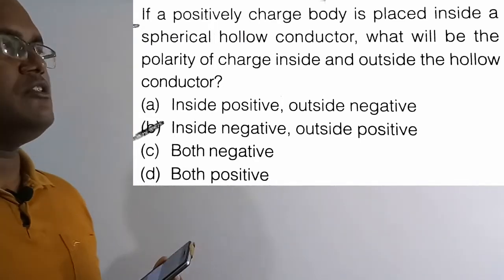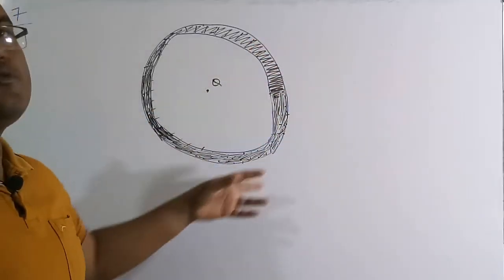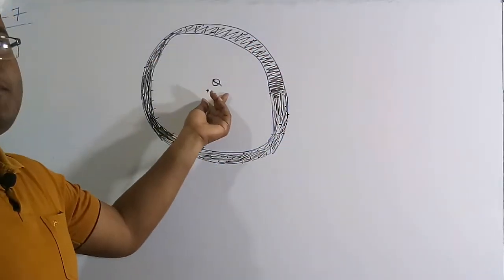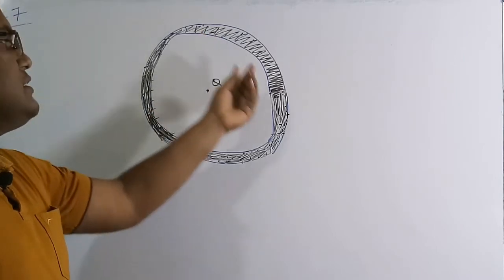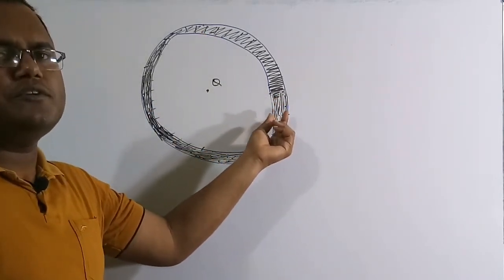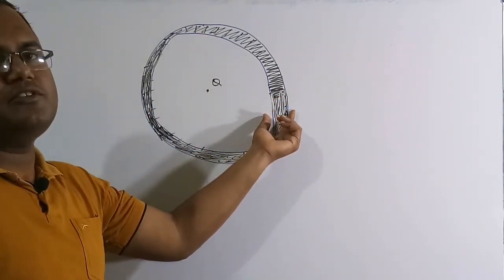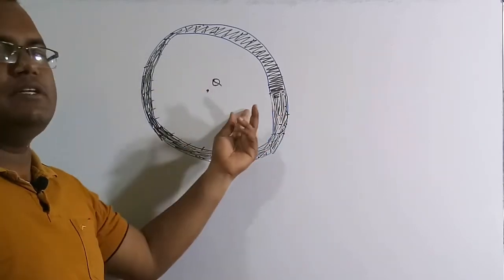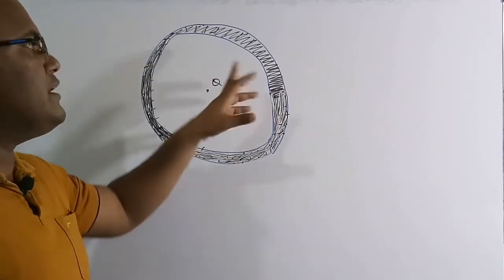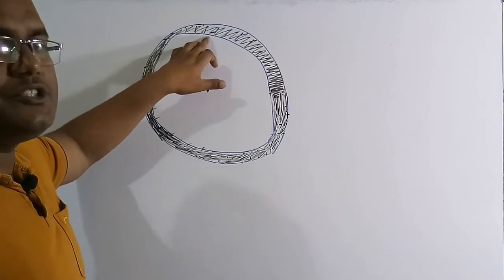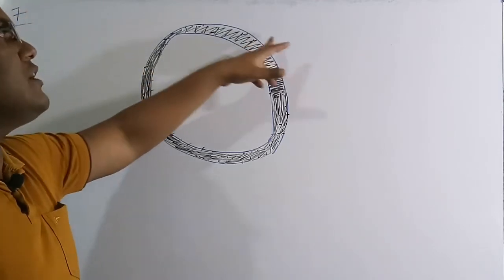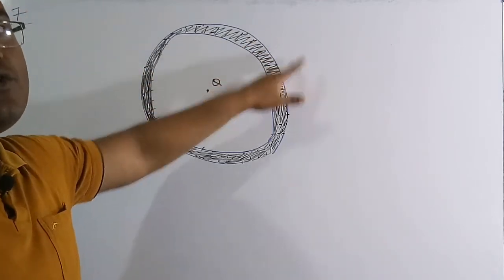So now we are going to solve this numerical. Basically this is a hollow sphere. Inside, we are going to keep a positive charge. See, hollow sphere means it has a small amount of thickness. So this is the thickness of the hollow sphere, but inside it is empty. Now based on this we have to find the polarity of the charge induced inside this hollow sphere and also outside it.